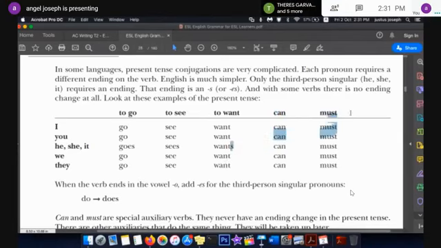The same is with must. Must will never have this S, no matter what person you are in. First person, second person, third person plural. However, can and must do not change. They're always like that in their base form. These other words that you see here, to go, to see, to want, these words change when they come to the third person singular, that is he, she, it.